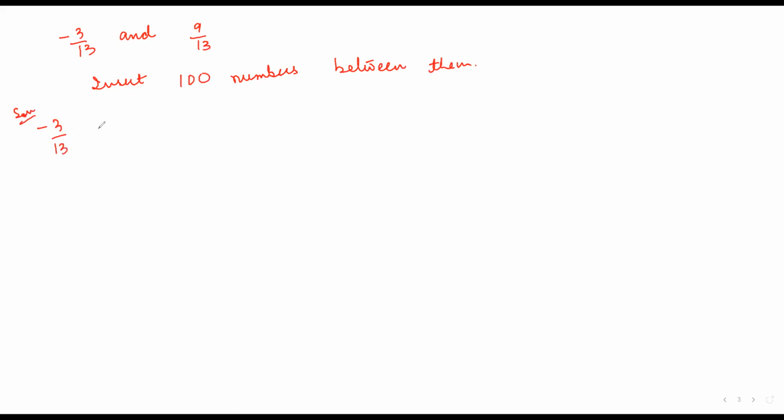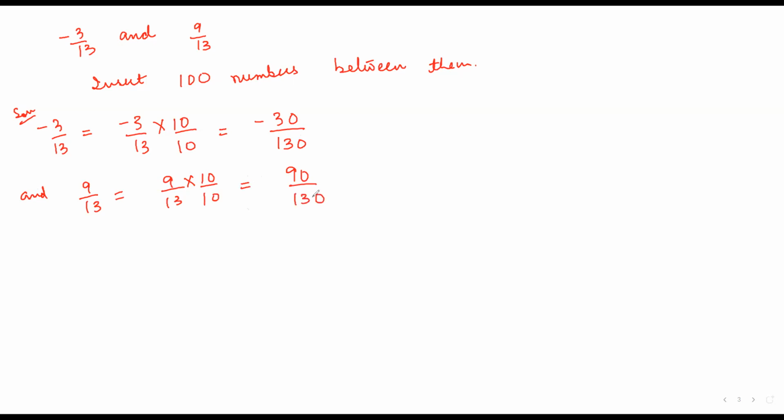So -3 by 13, if I just multiply and divide the numerator by 10, no problem. So -3 by 13, I'm multiplying by 10 and dividing by 10, no problem. Ultimately 10 by 10 is 1, I'll get the same number. So this becomes minus 30 divided by 130, okay? And the 9 by 13 also I'll do the same thing. So both numerator and denominator I'm multiplying by 10. So that becomes 90 divided by 130. Understood? Yes, ma'am.